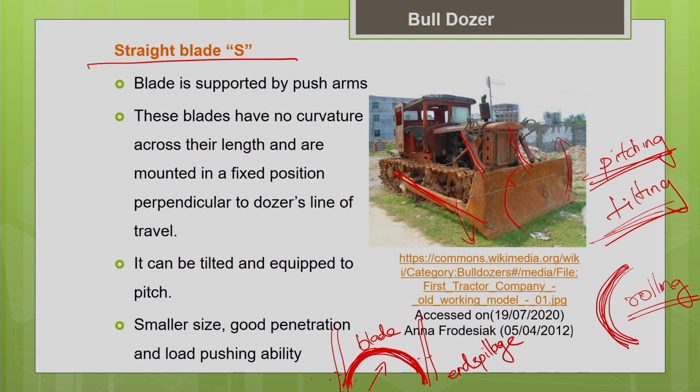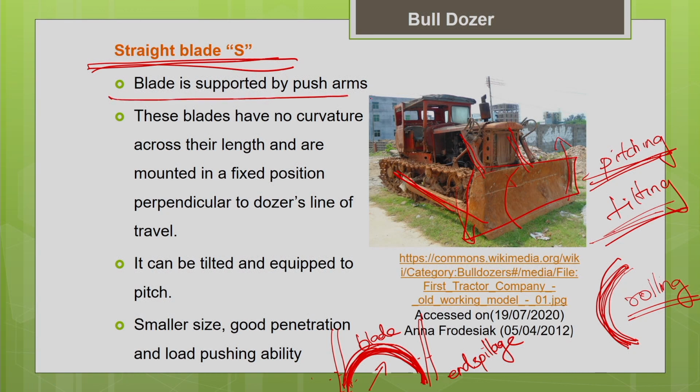Those blades are called U blades, that we are going to discuss later. But what I am trying to say here is, in the straight blade you do not have the curvature in the horizontal plane. Okay. So this blade is straight, that means it has a curvature only in the vertical plane, it does not have a curvature in the horizontal plane, and this blade is fixed perpendicular to the direction of travel. You cannot angle it to the left or right. Okay. This is what is to be noted.